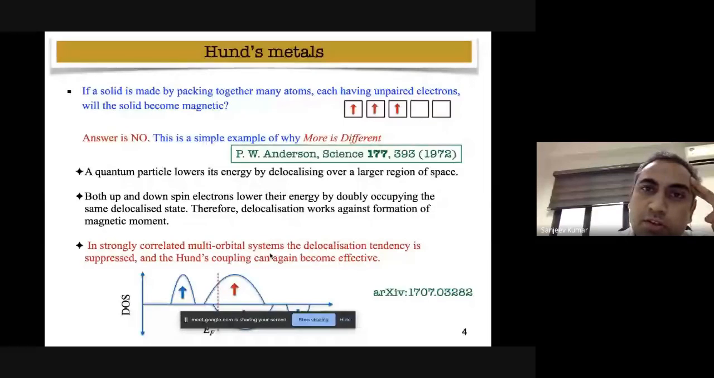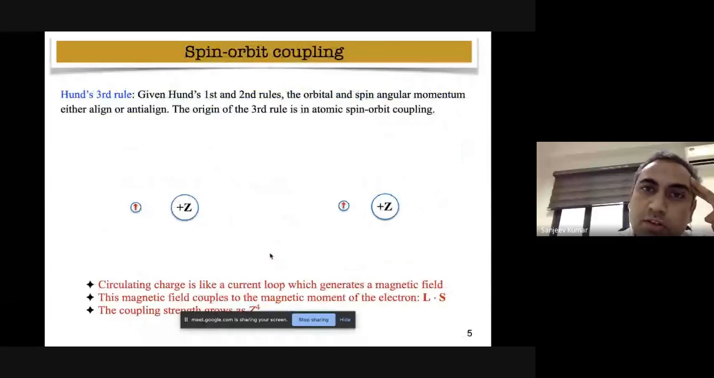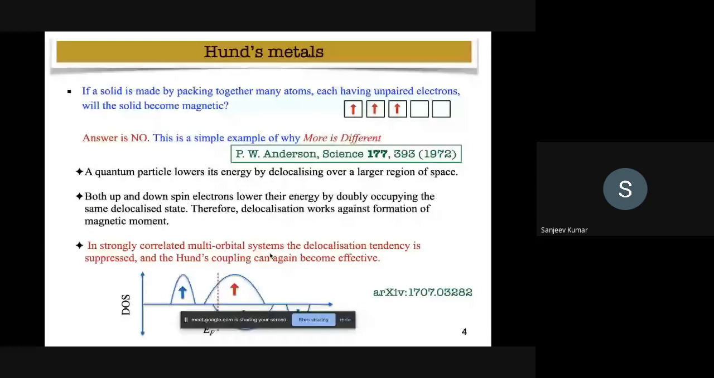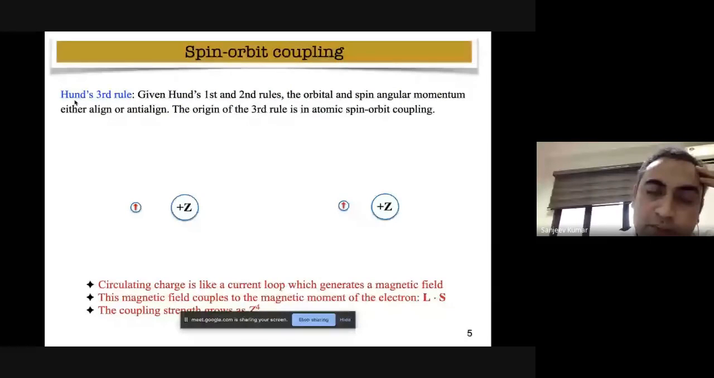Okay, so having discussed Hund's metals, now let's go to the second buzzword in the title, which is Rashba coupling. And before talking about Rashba coupling, I would like to again go back to the concept of spin orbit coupling, and in fact to Hund's third rule. Now notice that we have seen Hund's first rule and Hund's second rule, and these first two rules did not give any kind of constraint on the spin angular momentum and the orbital angular momentum. And this is where Hund's third rule comes in.